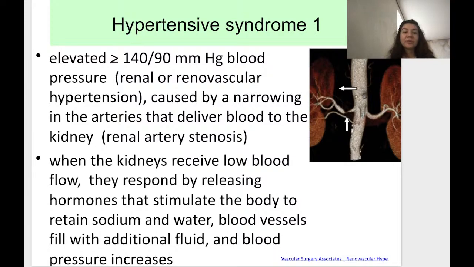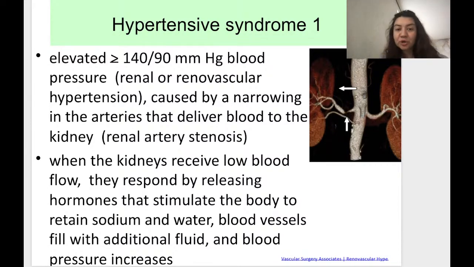Elevated blood pressure, we name it renal or renovascular hypertension in case when the cause comes from the kidney. It is a type of secondary hypertension. In most cases, it is caused by narrowing in the arteries that deliver blood to the kidneys, renal artery stenosis. When the kidneys receive low blood flow, they respond by releasing a hormone that stimulates the body to retain sodium and water. Blood vessels fill with additional fluid and blood pressure increases.